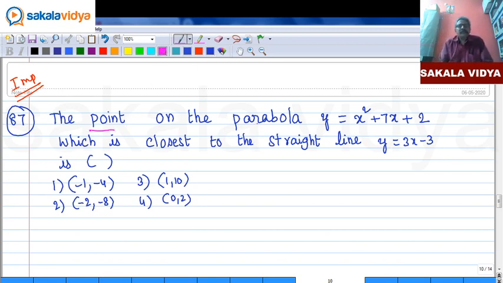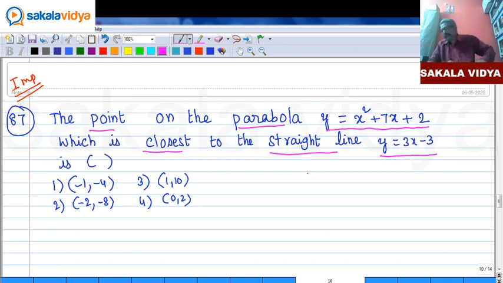The point on the parabola y is equal to x square plus 7x plus 2, which is closest to the straight line y is equal to 3x minus 3. The point on the parabola means actually you can do options verification. If only one of the options will satisfy the parabola, stop. That will be the answer. Or otherwise, I will tell you one more shortcut technique.